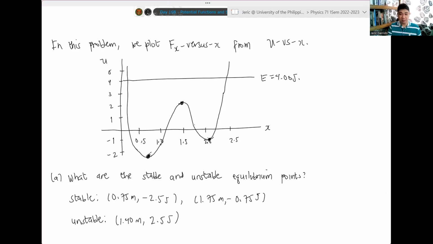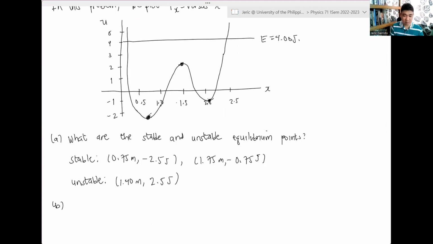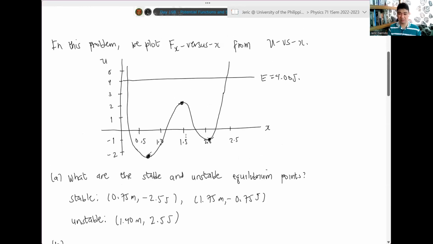Okay. Sige. So, letter B. Nakuha yung letter A? May mga tanong ba? Wala? Okay, mukha naman wala. So, the turning points. Remember, the turning points are the ones where the total mechanical energy and the potential energy intersect. There are two turning points in this case. Since the total energy and the potential energy intersect at these two points, then these two are turning points.